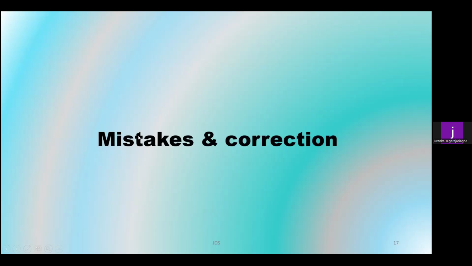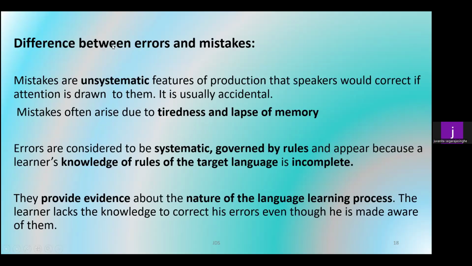Then we come towards mistakes and corrections. All read the difference between errors and mistakes. Go through the slide and tell me what is the main difference between an error and a mistake. Errors are systematic and mistakes are unsystematic. Okay. Errors are systematic and mistakes are unsystematic.